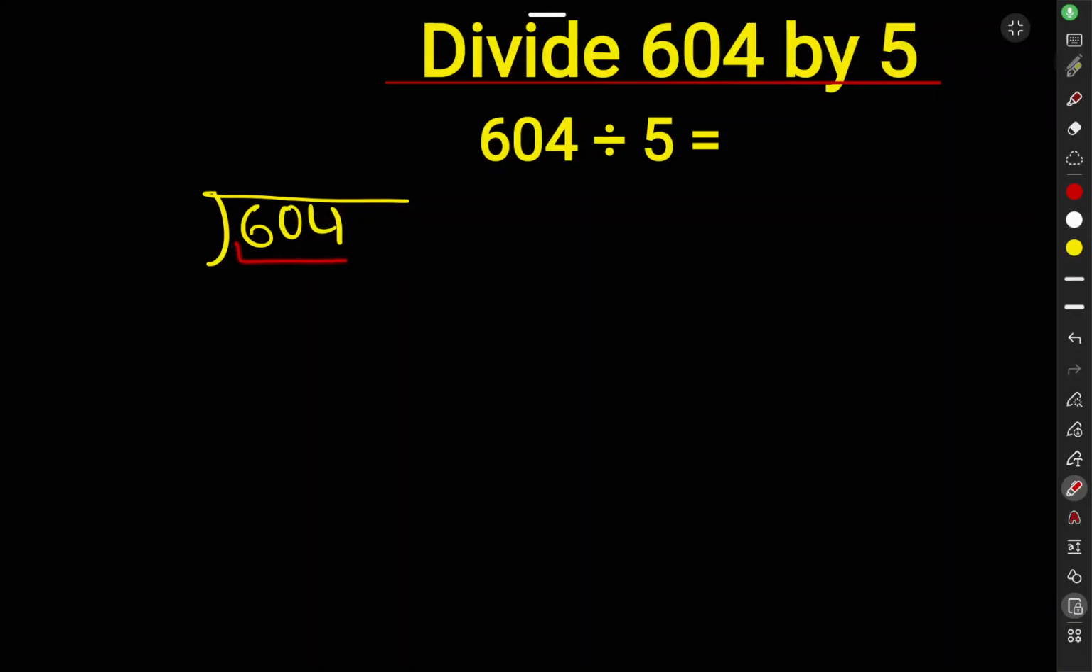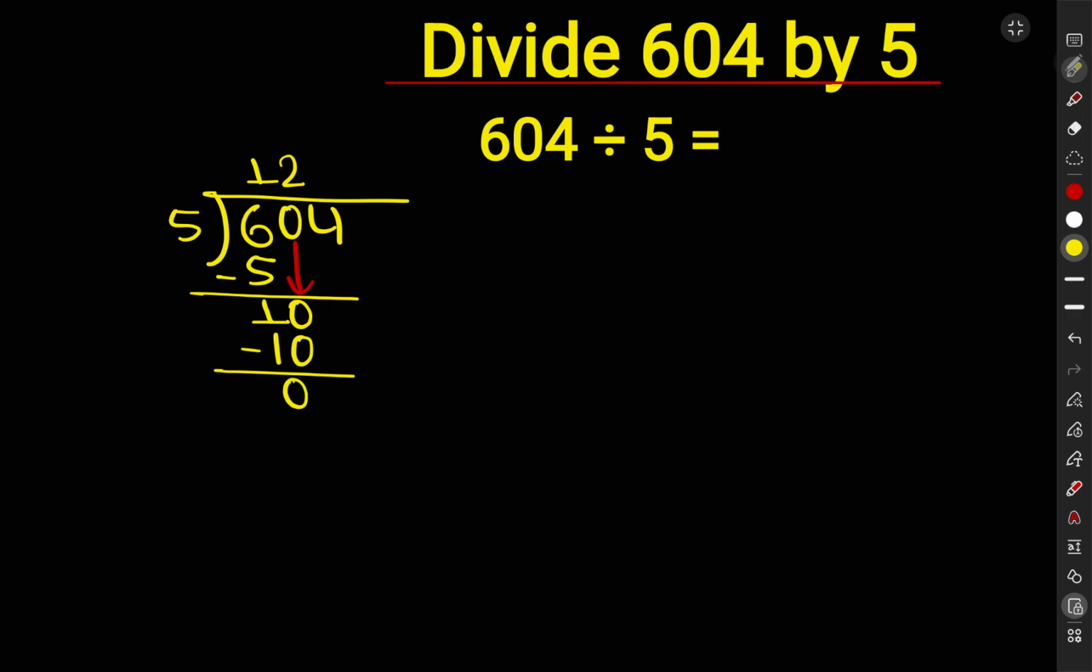Divide 604 by 5 in a long division method. So 5 times 1 is 5. On subtracting we get 1. So now we put down this 0 and it is 10. So 5 times 2 is 10. On subtracting we get 0.